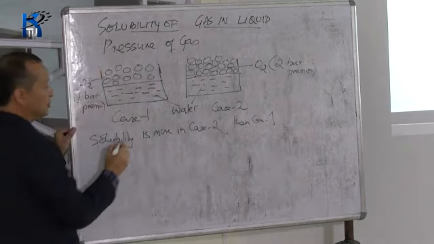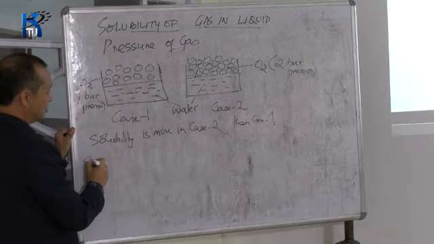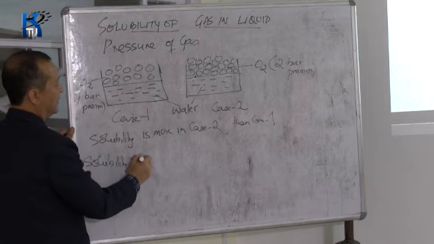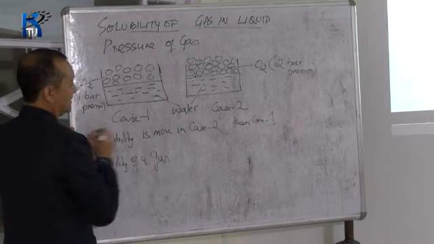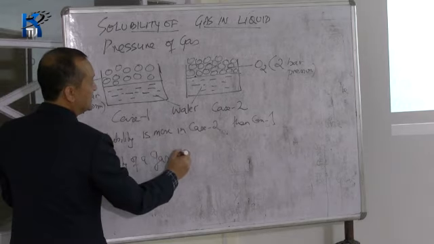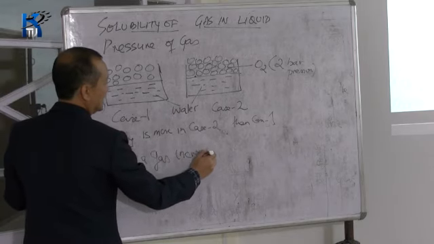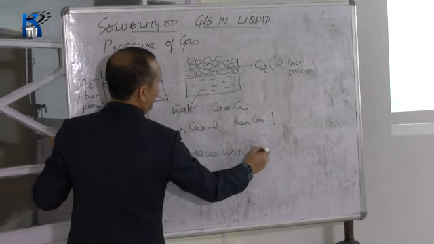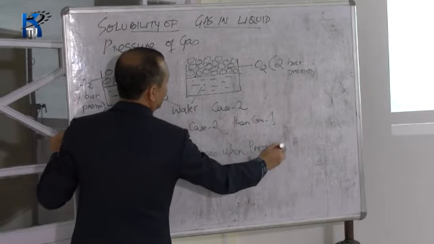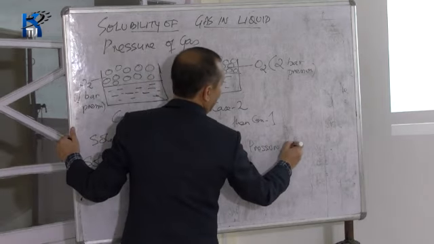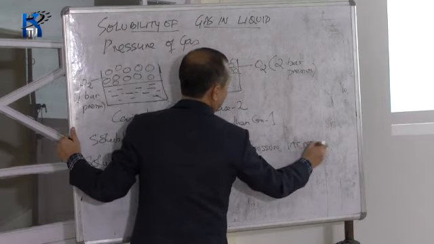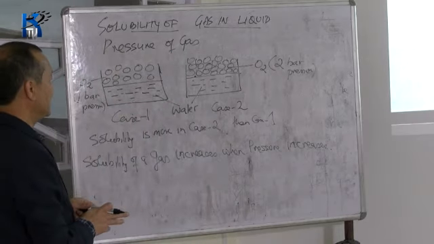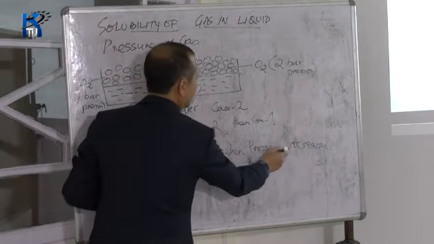So the general rule is that solubility of a gas increases when pressure increases. Solubility of a gas increases when the pressure increases. Okay, so this is the general rule.